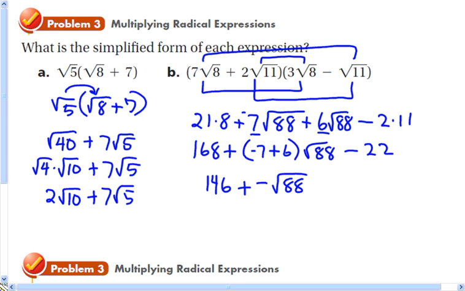And that can be simplified a little bit. There is a perfect square factor in 88, and it's 4. So let's just put over here, square root of 88 is equal to square root of 4 times the square root of 22, which is 2 times square root of 22. And so we get 146 plus negative 2, let's just say minus 2 times the square root of 22.